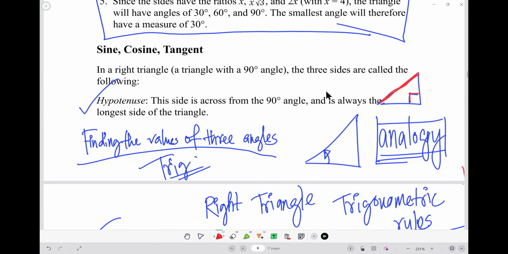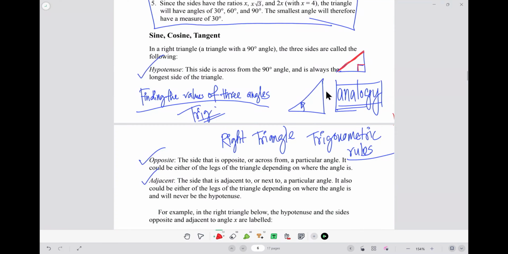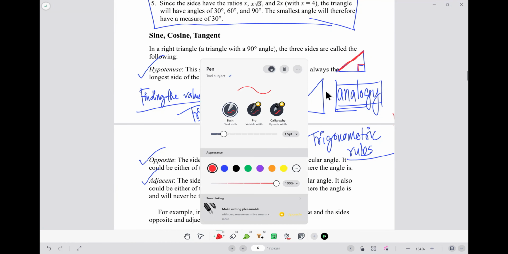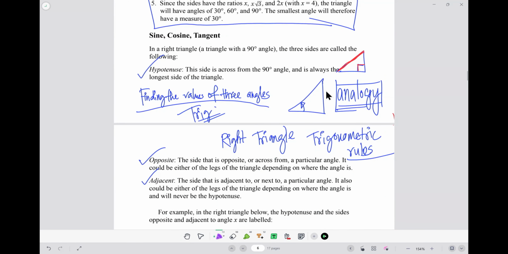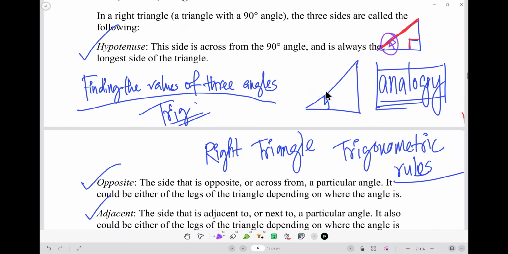The opposite side depends on the angle. For example, if you're just talking about this purple angle, then the opposite side for this right triangle is this side, and the adjacent side will be this side. In some other scenario, if you're taking this other angle as your angle of interest, then this is going to be the opposite side, and this is going to be the adjacent side.